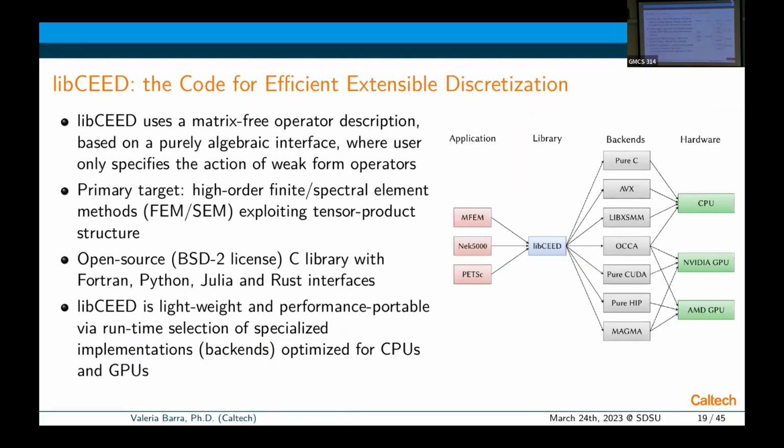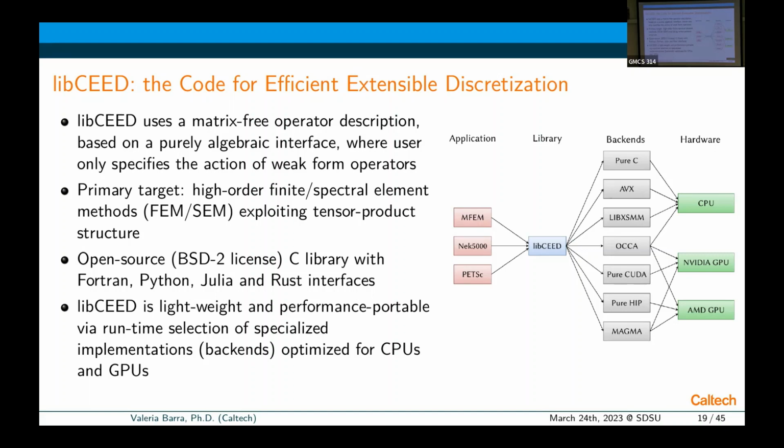libCEED is the library of the Center for Efficient Exascale Discretization. It's an open source library that targets matrix-free operators, especially for high-order spectral element methods, and especially for tensor product structures, but not only. It has a purely algebraic interface, which means that the user can easily adopt libCEED in existing legacy code, but also in new code. It's an open source project, so you can find it on GitHub, and it's a C library with Fortran, Python, Julia, and Rust interfaces. It's very lightweight and achieves performance portability via runtime selection of specialized implementations that we call backends. This can be optimized for CPUs and GPUs.